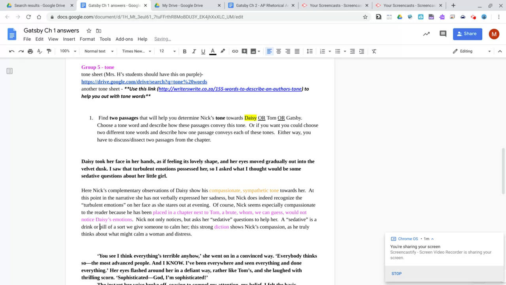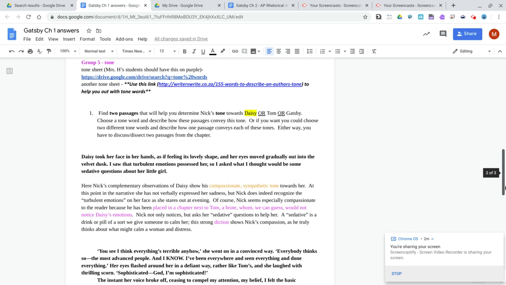Okay, so the tone I picked was compassionate or sympathetic. My two ways I know this is, I feel like Nick is Tom's foil. Foil in literature is when two opposites are next to each other. And so Nick is always going to look especially good when he's standing next to Tom or in the same chapter as Tom. And then I pick apart this diction here. Okay, he's trying to calm her, he's being compassionate.